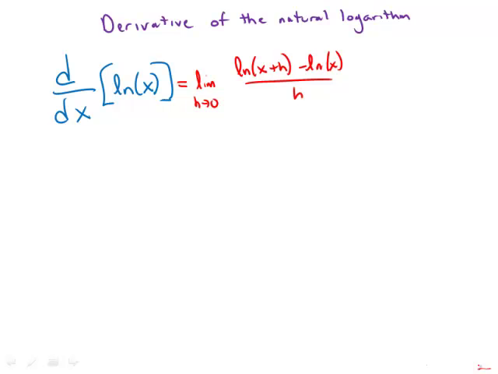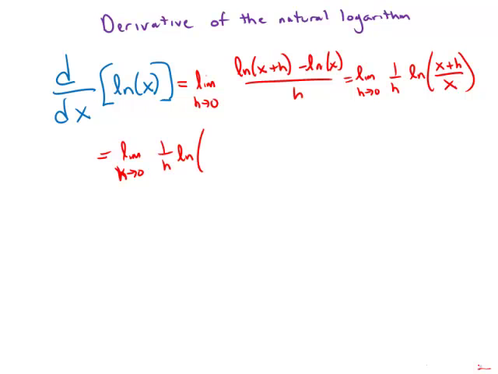Well, in the numerator, we're subtracting logarithms. And you may remember from the laws of logarithms, when you subtract logarithms, that's really the log of a quotient. So (x plus h) divided by x. Or in other words, the limit as h goes to 0 of 1 over h times log, and then I can also write that as 1 plus h over x.